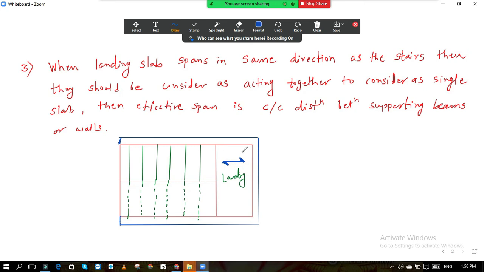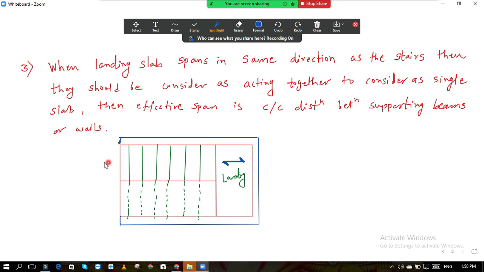The steel, if it is placed horizontally, if it is placed in this direction, okay, instead of placing the steel like this, vertical, if it is placed like this, then this will become the span of the landing, that is the horizontal.